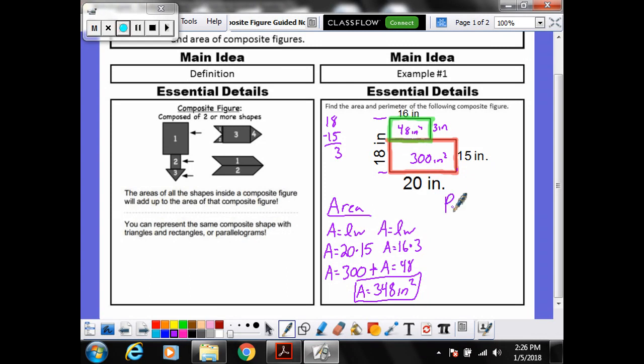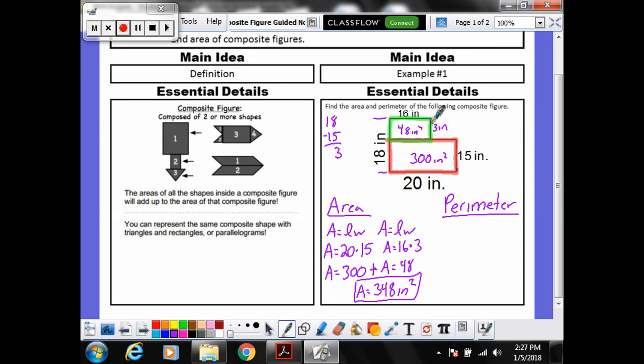Now perimeter is just when we add up all the sides. It's very important that we find all the sides before we add them all up. If I look here, I have 18, 16, 3, I don't know this side yet, 15 and 20. I don't know this side, so I need to figure it out. This is where this 20 is going to help us out, and the 16. Notice they're both going left to right, so we can use those to help find this one that's going left to right as well. So this whole thing across is 20.